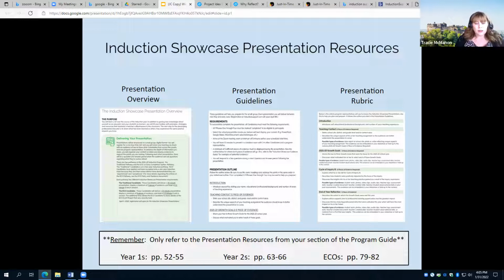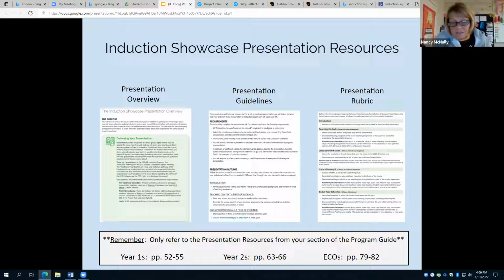The only thing that will be different, so year one and year two, everything will look the same, but for anyone who's an ECO, theirs will be slightly different because they'll need some extra time to share about their extra project. Also they'll have 15 minutes to present as opposed to the 10 that everyone else is given. But all that is right here on these pages. I see that, okay.